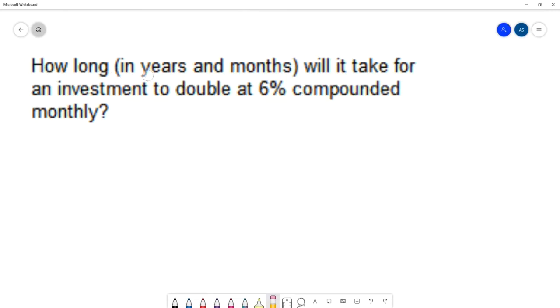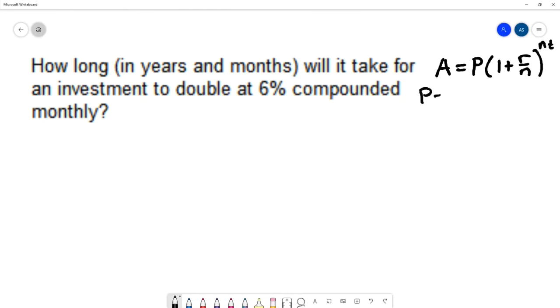How long in years and months will it take for an investment to double at 6% compounded monthly? This last part, where the interest is compounded monthly, indicates to us that we're going to be using our periodic compound interest formula. That formula is A equals P times 1 plus R over N to the NT.